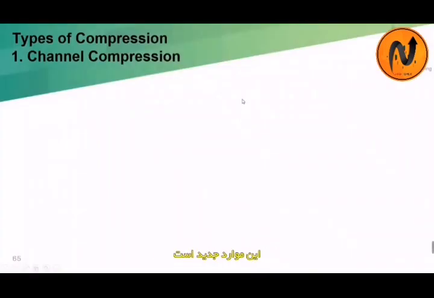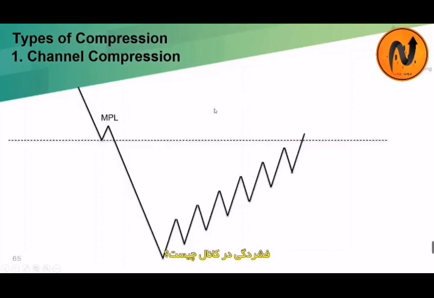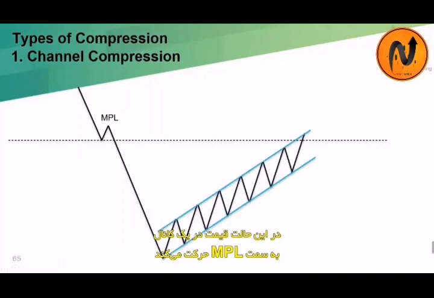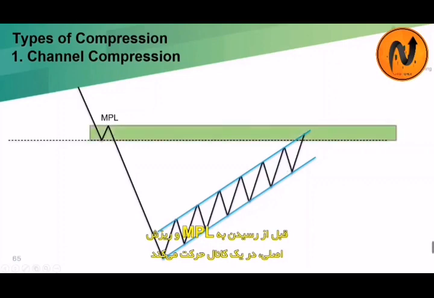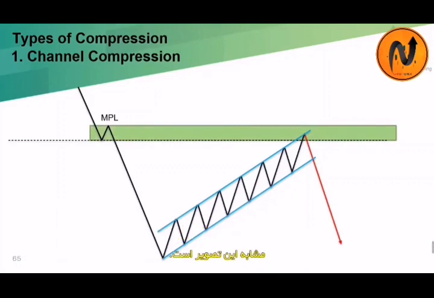So there are a few types of compression. This is something new. The first type is the channel compression. What is a channel compression? It is exactly like what we saw previously in the example. It looks like a channel when the price reaches the MPL area, forming a kind of channel before it reaches the MPL zone and makes the big drop. So it looks something like this.